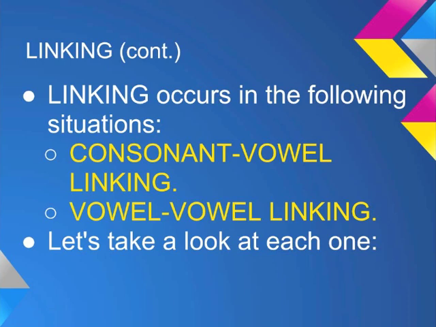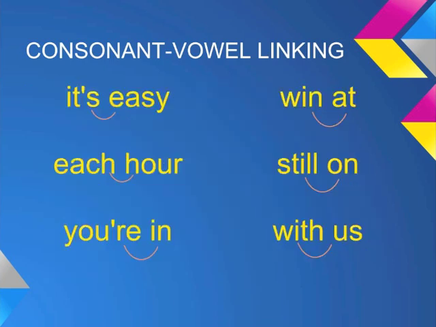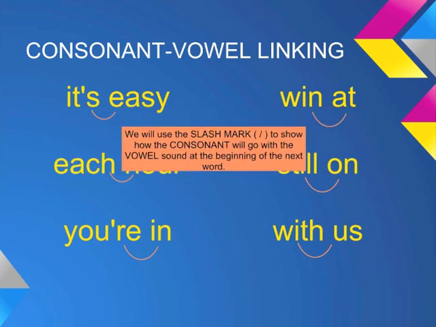Linking occurs in the following situations, where consonant links to vowel and vowel links to vowel. Let's take a look at each one. Consonant-vowel linking occurs when the consonant sound at the end of the previous word will essentially link to the vowel sound at the beginning of the next word. The consonant will often sound like it will go together with the next word. So again, in looking at the examples on the screen, we will use the slash mark to show how the consonant will go with the vowel sound at the beginning of the next word.